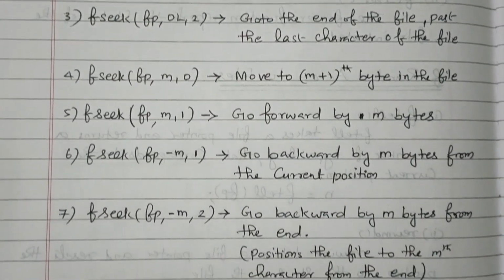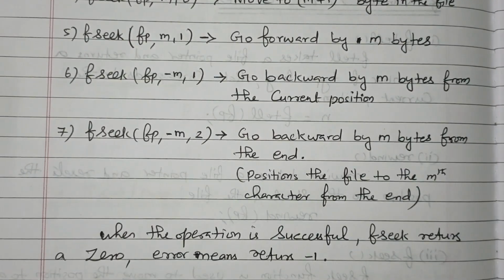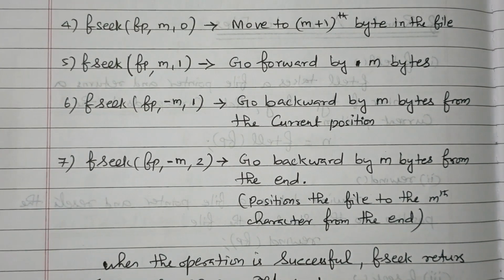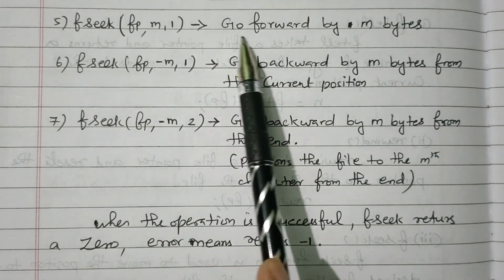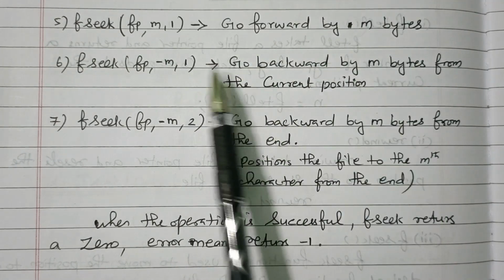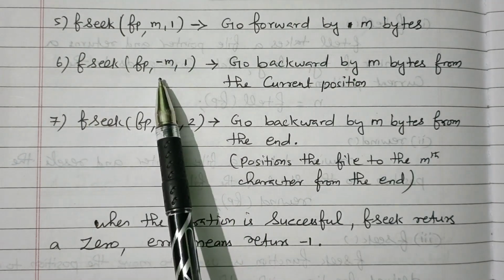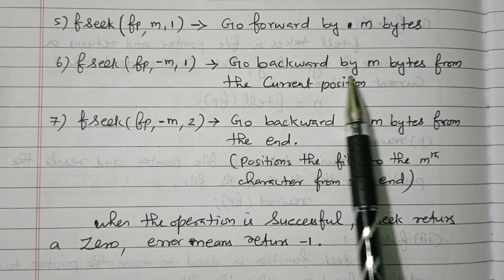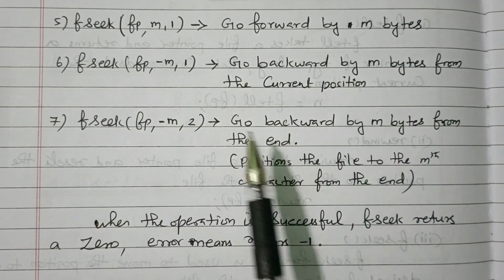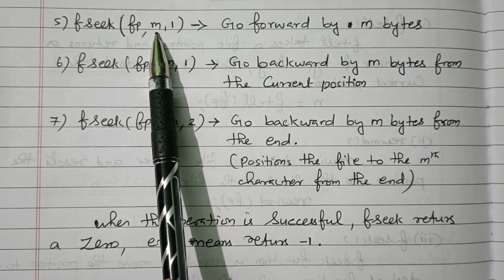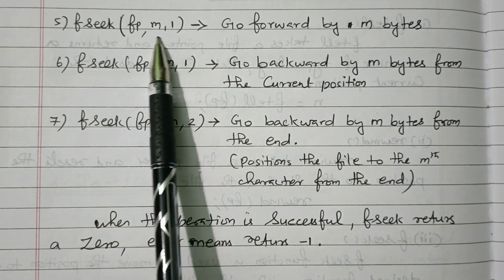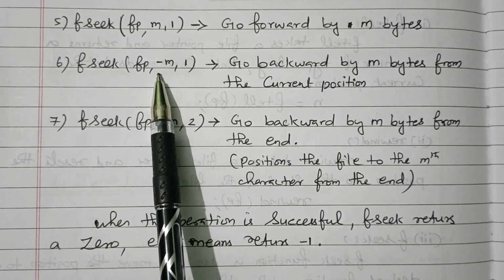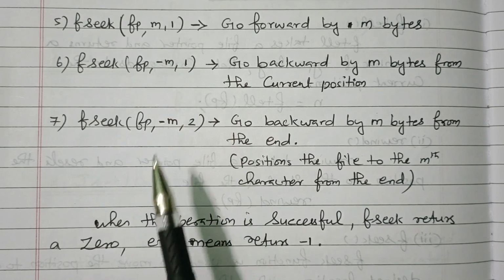Now we'll see some more functions available. fseek(fp, m, 1). Go forward by m bytes. Go forward. 1 refers to forward. fseek(fp, -m, 1). Go backward by m bytes from the current position, right? So m, we already know that it will go to the m plus 1 byte. 0 means it is at the particular position, m plus 1 position. This 1 refers to go forward, minus m with 1 refers to go backward, right?